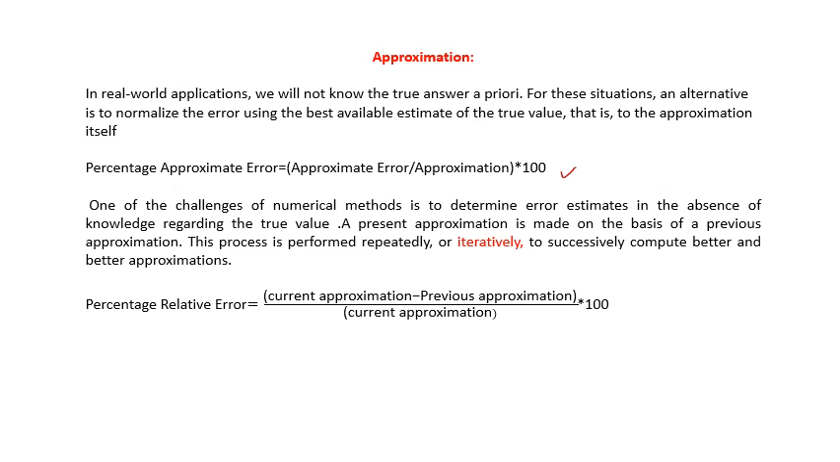A present approximation is made on the basis of previous approximation. The process is performed repetitively, or also called iteratively, to successfully compute better and better approximations. So this is how we progress. Iterative is a word which we are going to hear more and more often in this particular subject. Iterative means repeatedly. So we can have a formula for percentage relative error equal to current approximation minus previous approximation upon current approximation into 100 in terms of percentage.